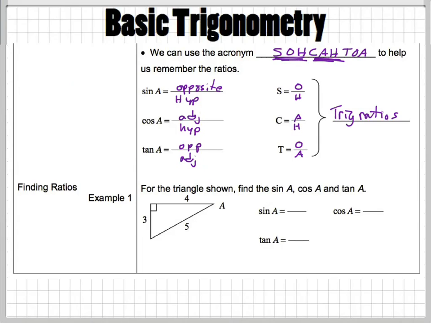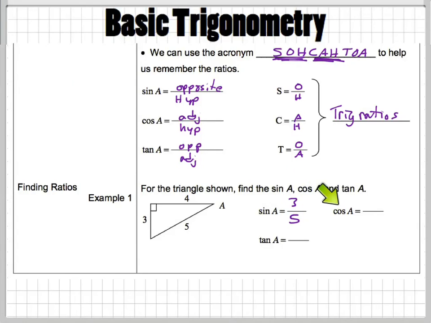All right, for the triangle shown below, find the sine of A, cosine of A, and tangent of A. So this is our A right now, this angle. So we have a new reference point. For sine A, for this angle right here, what is the opposite side? It is 3, so we put 3 right here. And then what's our hypotenuse? 5. The hypotenuse is always the same. It doesn't matter what you're referencing from.